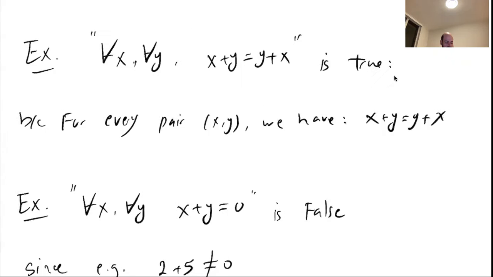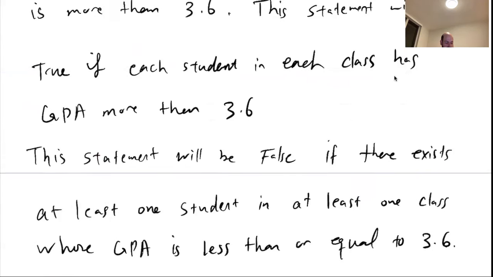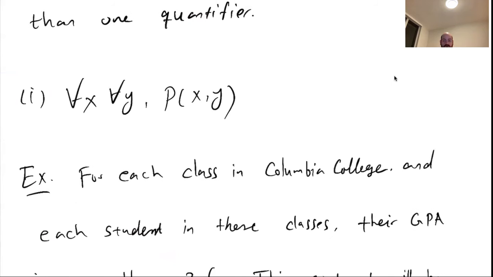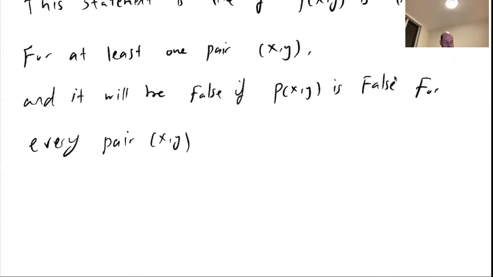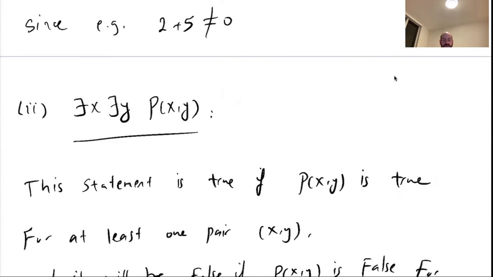Okay, so it's kind of the opposite of the previous case. In the previous case, in order to show it's true, P of x and y should be true for every pair x and y, and to show it's false, it has to be false for at least one pair x and y. Now this is the opposite. It will be true if for at least one pair it's true. It will be false if for every pair x and y it's false.